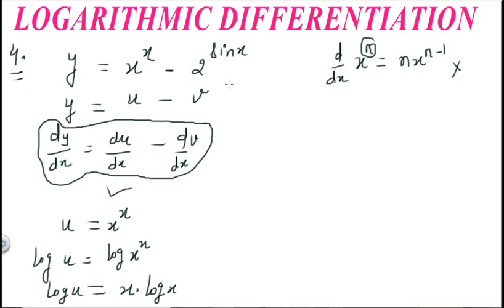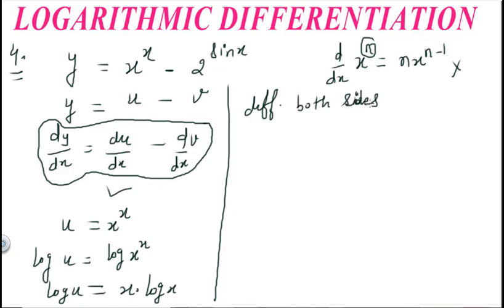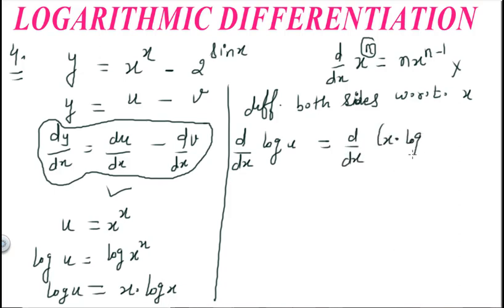Now we will differentiate both the sides with respect to x. So now you will write differentiating both sides with respect to x. When we differentiate both the sides with respect to x, you will have d by dx of log of u equals d by dx of x log x. Now you see there are two functions, so we can apply the product rule here.